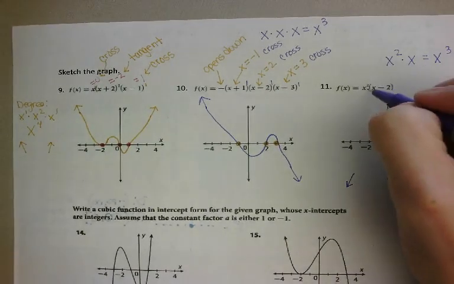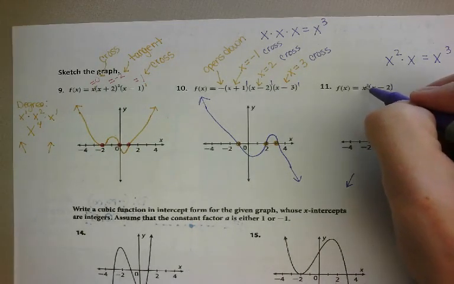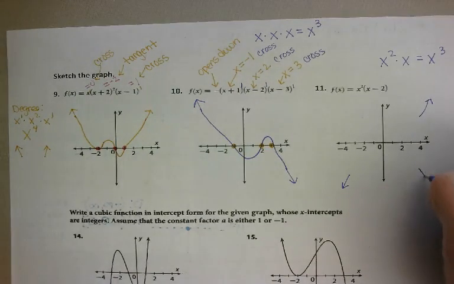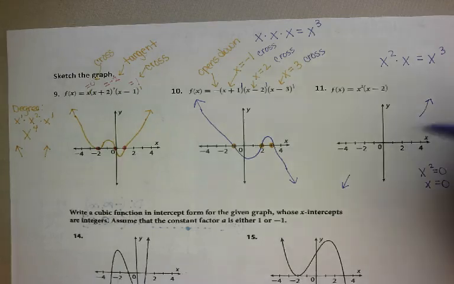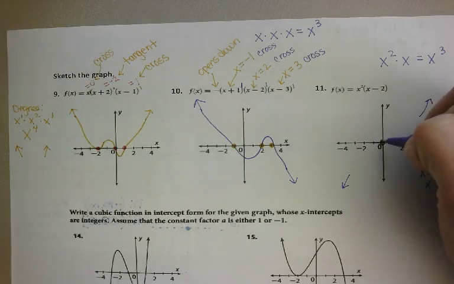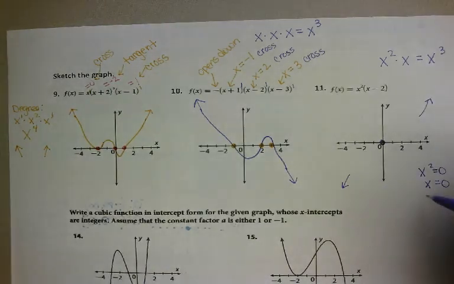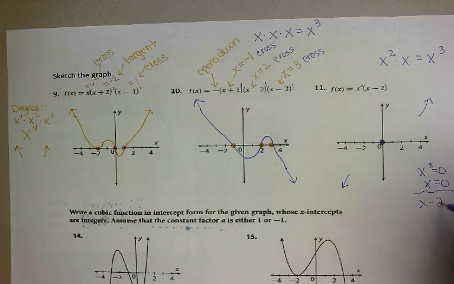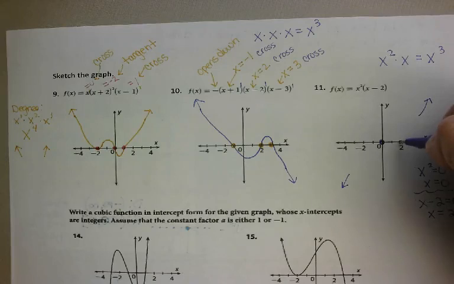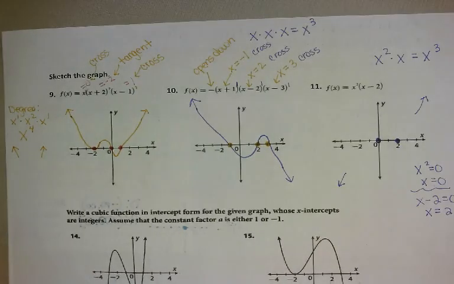Okay, figure out your intercepts. Take x squared and set it equal to 0. That tells me I have an x-intercept at 0. Take x minus 2 and set it equal to 0. That gives me a solution of 2. So I have another x-intercept at 2.